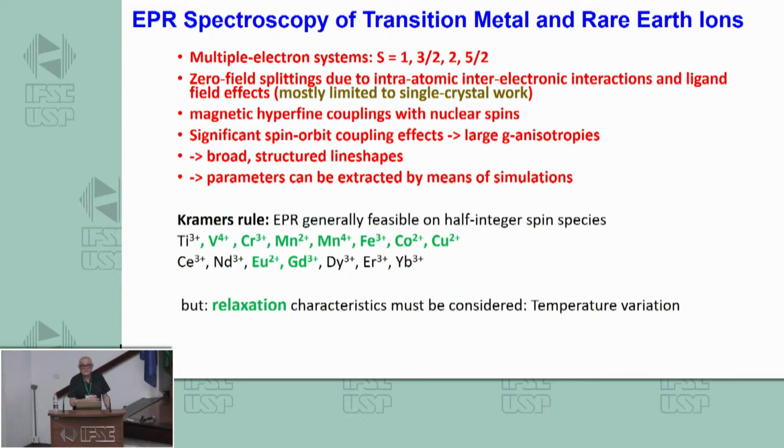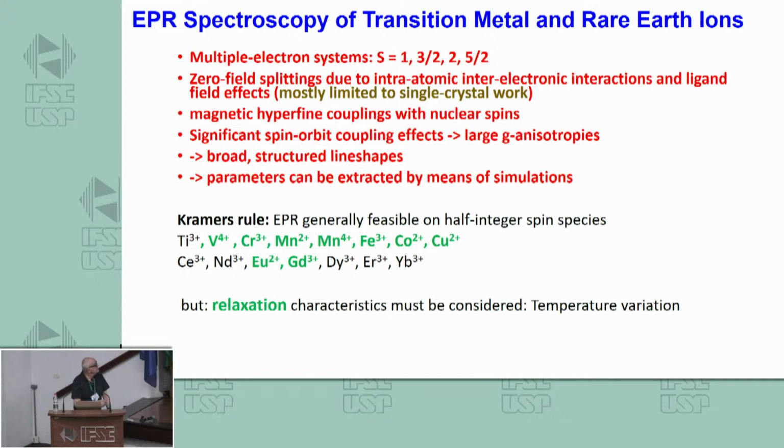That causes additional interactions that need to be considered by additions to the Hamiltonian. These are mostly detected in single crystal measurements, and since we're mostly interested in glasses, we can, for the most part, really ignore this interaction. Then, of course, we have the magnetic hyperfine couplings with nuclear spins. I'll show you some examples.